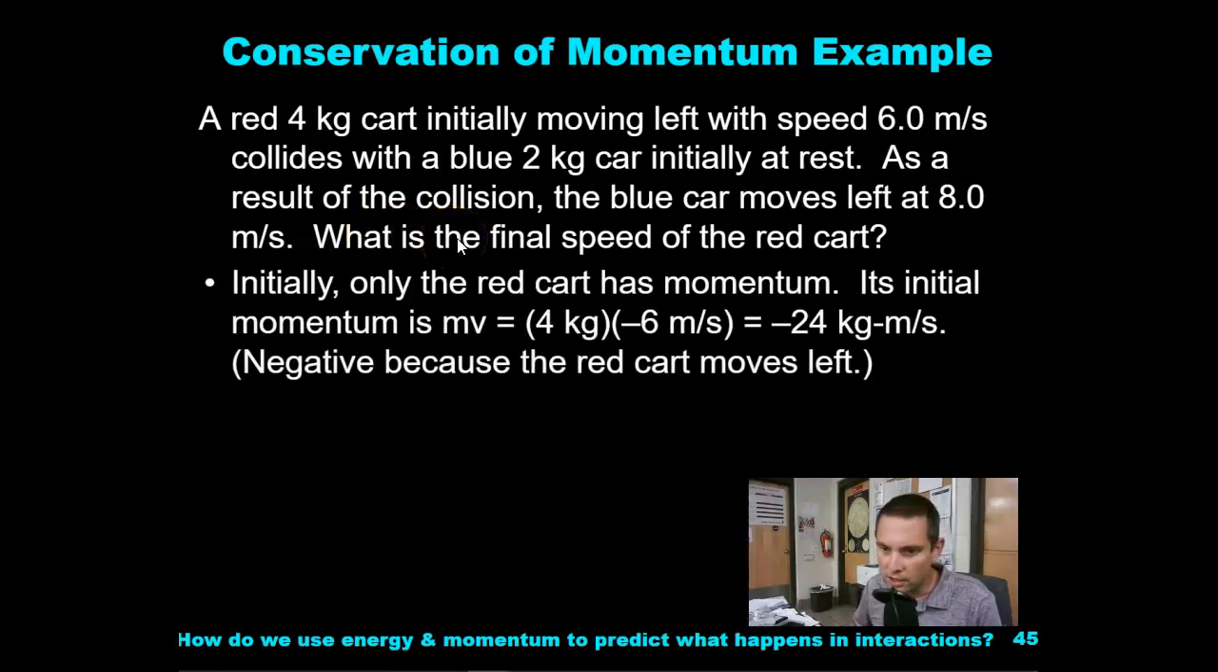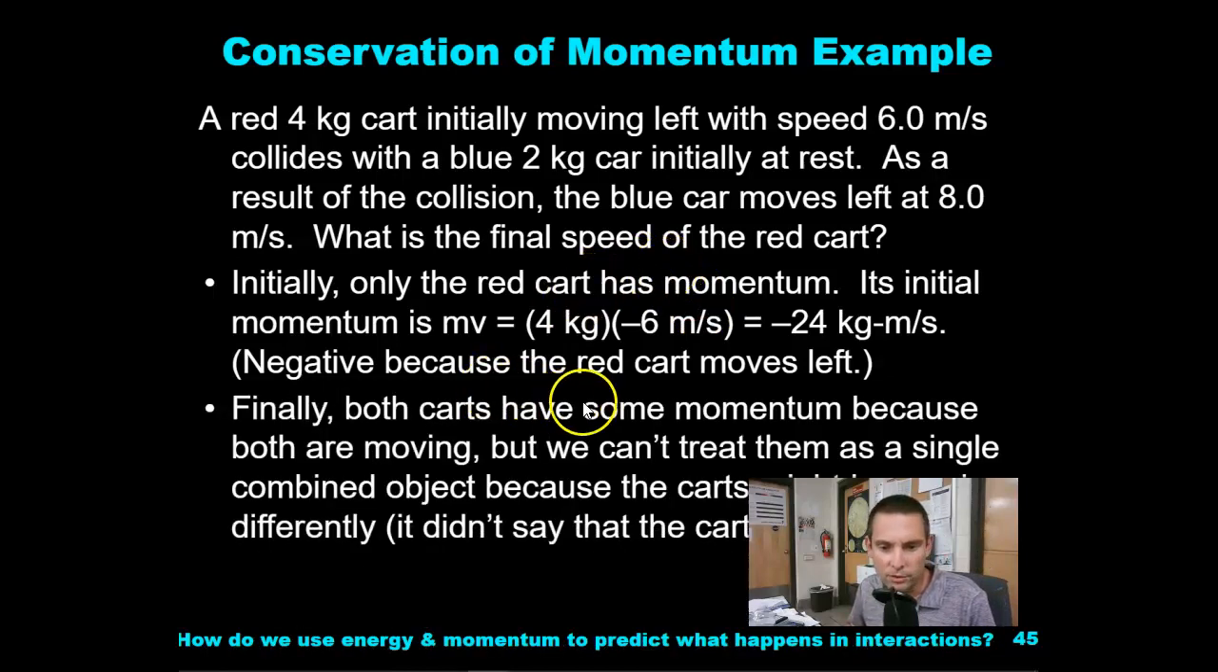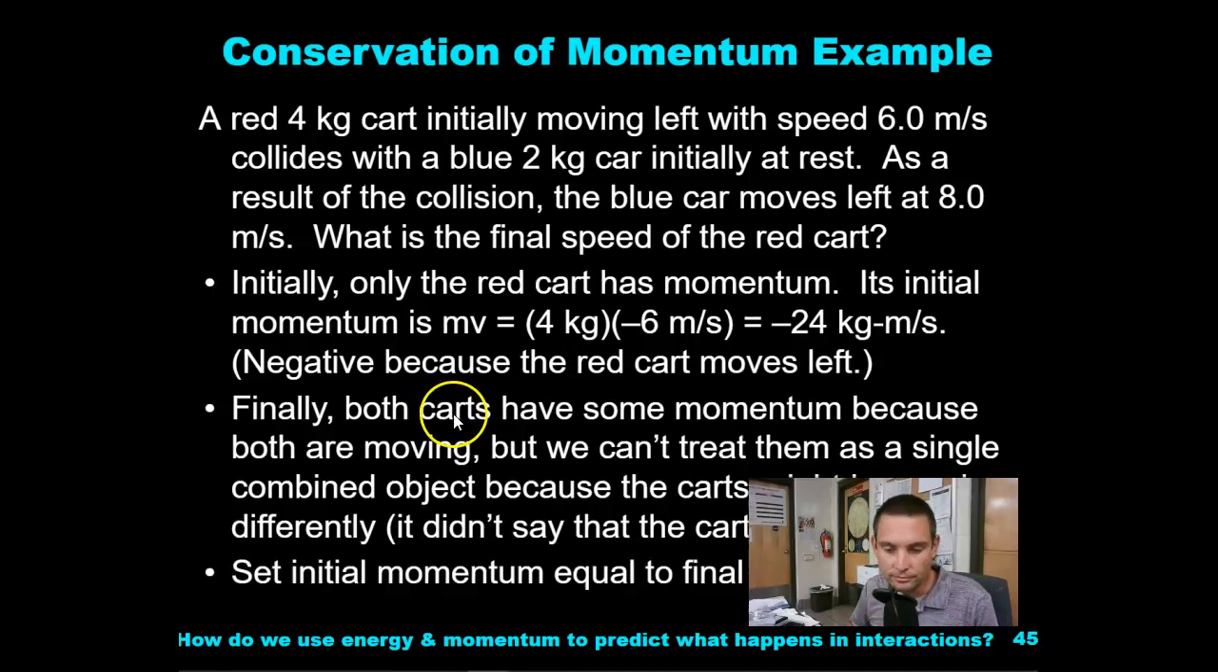Well, only the red car has momentum. Its initial momentum is 4 times negative 6, negative because we're moving to the left. And finally, both cars have some momentum because both are moving. We can't treat them as a single combined object because the carts might be moving differently. It did not say that they stuck together. If they do stick together, if the mass is combined like they did in the first example problem, then it'll be explicitly told to you.